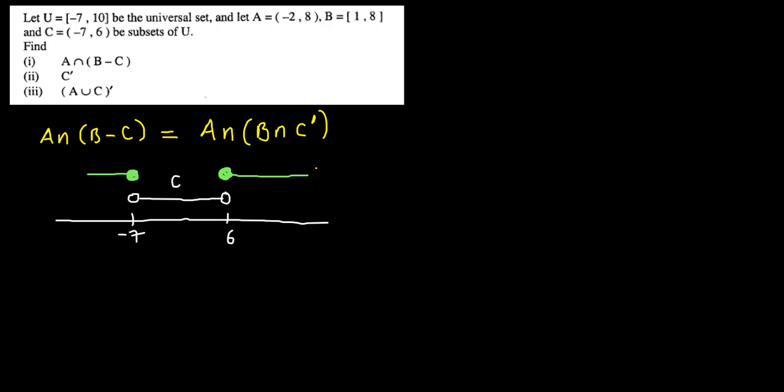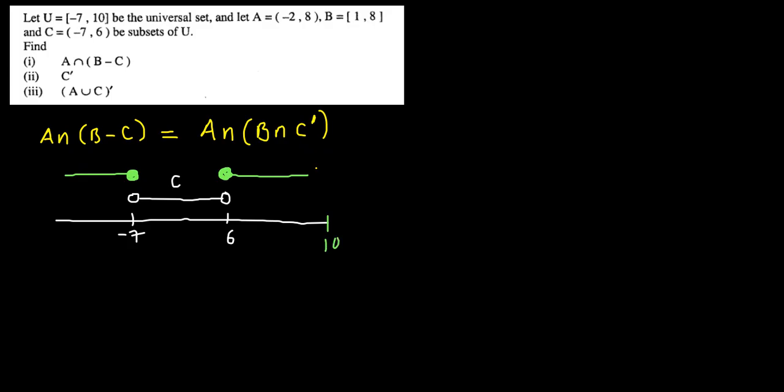But remember, they've given us the universal set is from negative 7 to 10. So in other words, when I'm going in this direction, I can't go past 10, because remember, every set is a subset of the universal set. It is inside the universal set. So even the complement of the set C should always be within this universal set. So I can't go beyond 10. So I'll end at 10.